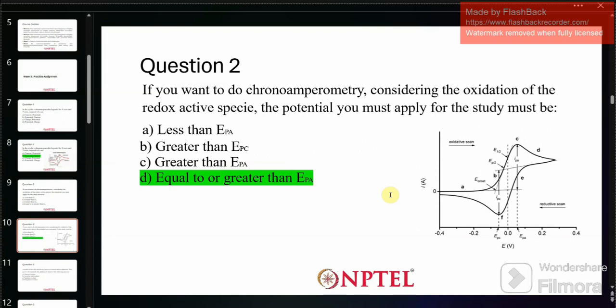So the minimum current you need so as to get some meaningful result will always be more than the value of EPA. So that is the basic logic behind this answer. So to get meaningful results in chronoimpedometry, the value of the voltage applied should be enough to overcome all the barriers that are being posed for the current to flow. So that is why the answer is equal to or greater than EPA.